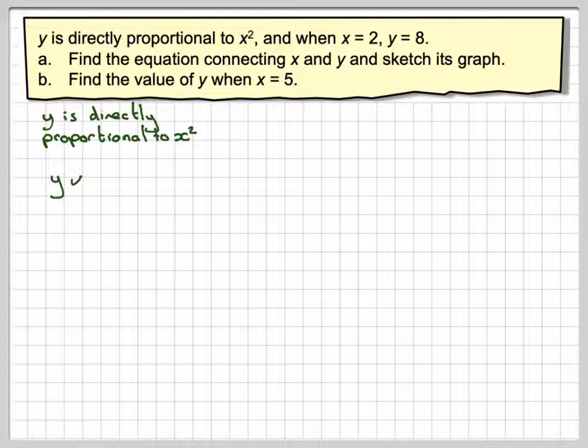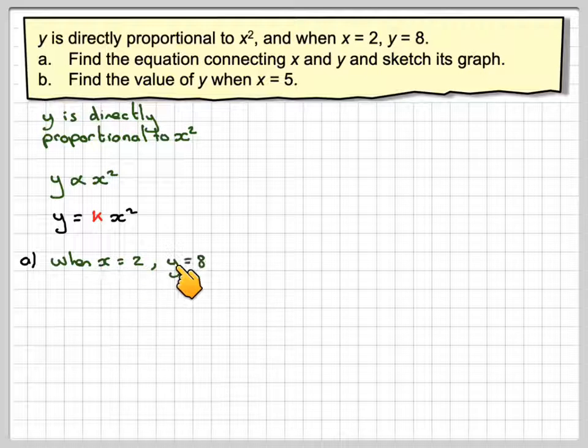So we're told that y is directly proportional to x squared. So we write that mathematically like this: y ∝ x², this means proportional to x squared, and if this is true, we can then say there's a constant k such that y will be equal to kx squared. Now we can find the value of the constant from this bit here where x is 2, y is equal to 8.